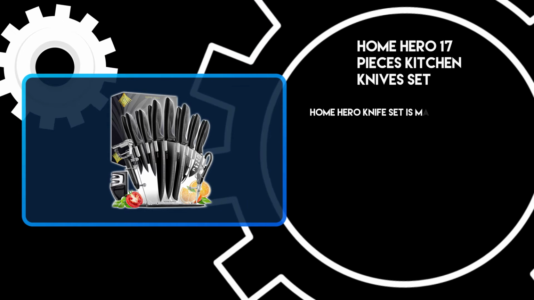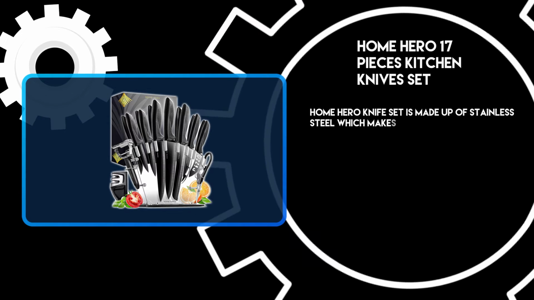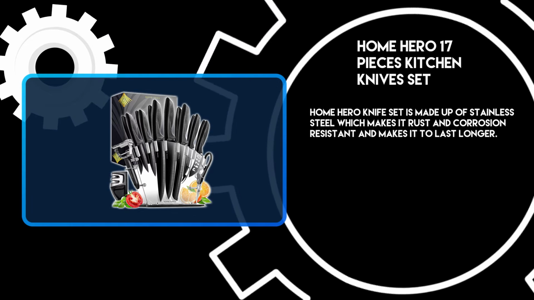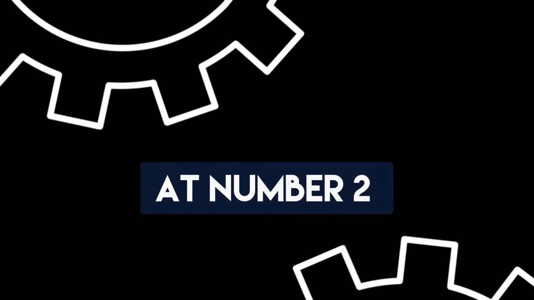Home Hero knife set is made of stainless steel, which makes it rust and corrosion resistant and makes it last longer.